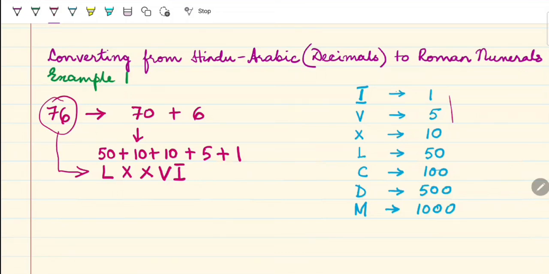All right, the goal is to break up whatever number is given to you and write it in expanded form and in terms of the values in the numeration system to which you are converting. And then just replace the values with the respective symbols from the Roman system. All right, that's all there is to it.